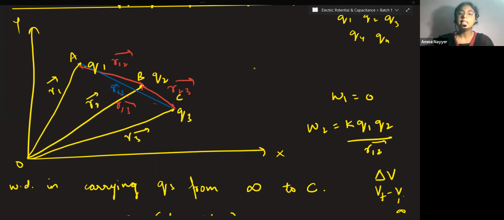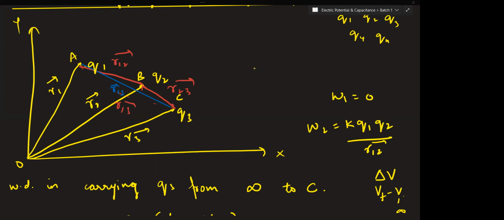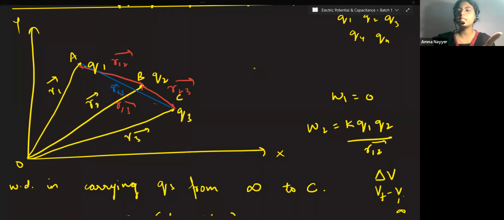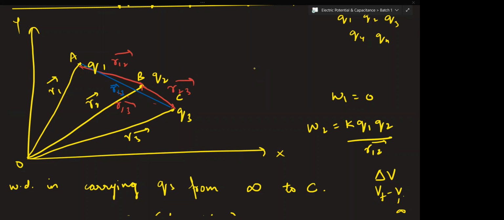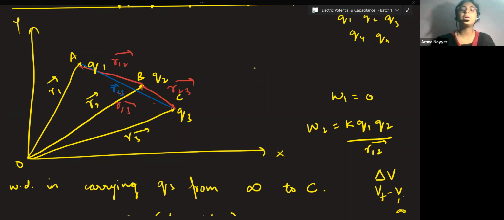KQ by R. Now see, just focus on Q1. Q1 is the charge that is generating the potential. At Q3, what will be the potential? You know the general formula for potential due to a point charge. Just put the values. Tell me. KQ1 upon R13. Correct. Perfect.